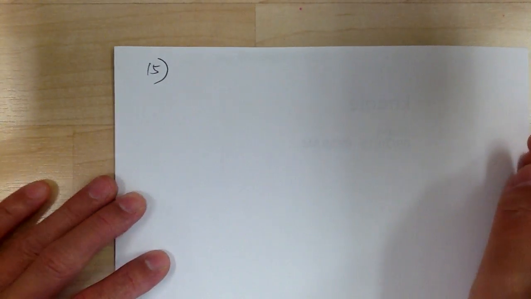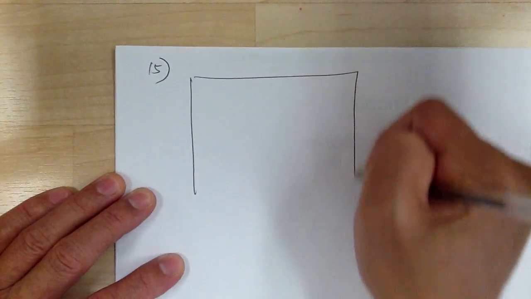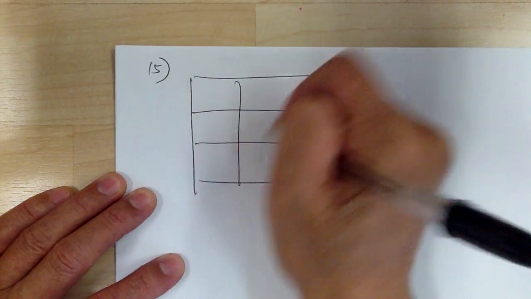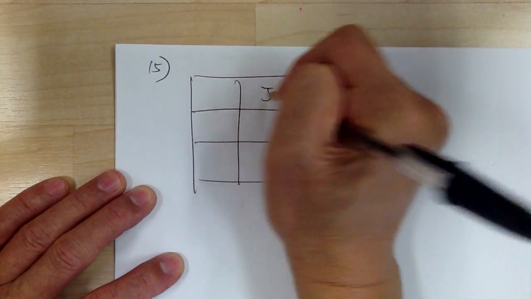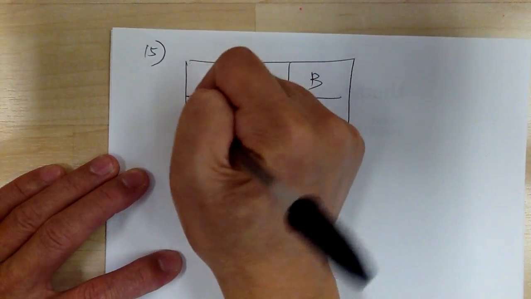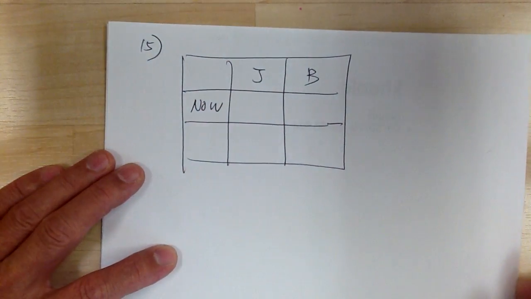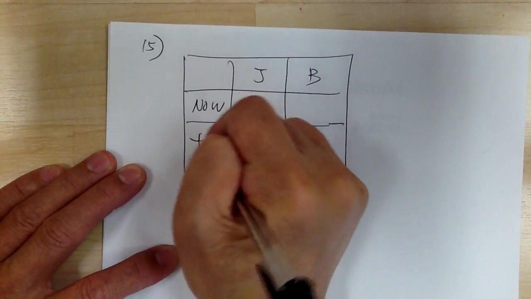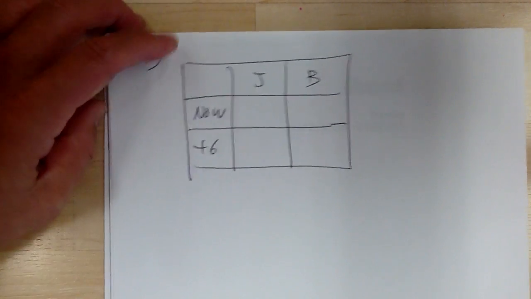Again, read through. So it's an age problem. And you got two people. You got Jill and you have Beth. And the time you have now. And in 6 years, plus 6. Okay, so let's go and read.